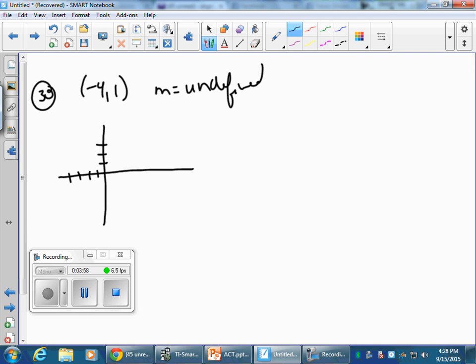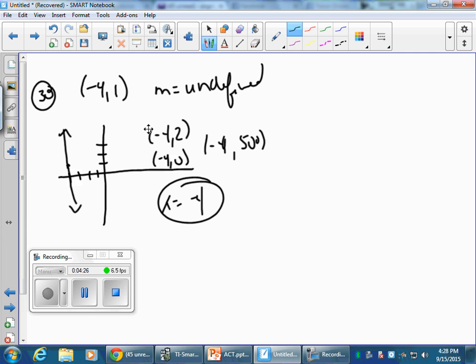So negative 4, 1 is on the line, and it's got a slope that's undefined, so that means it's a vertical line. So if I wanted to name some other points that are on this line that negative 4, 1 is on, I could name negative 4, 2, or negative 4, 0, or negative 4, 500. Anything that's negative 4 something is on that line. This line has the equation x equals negative 4 if they ask for the equation of the line, which they don't. They just want 3 points that are on the line. So I've given them 3 points that are on the line.